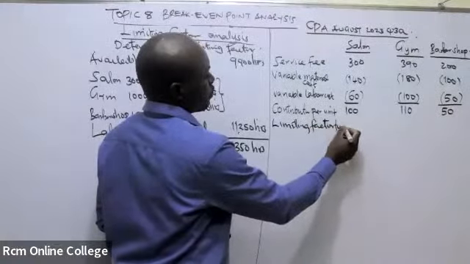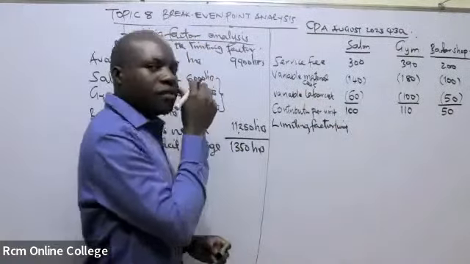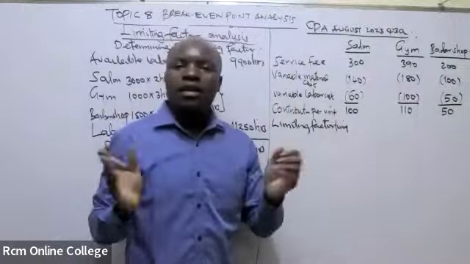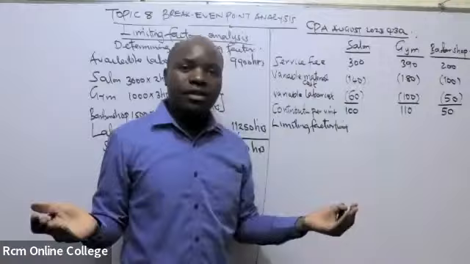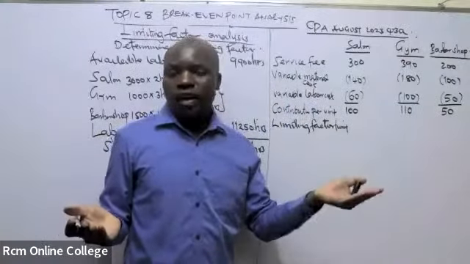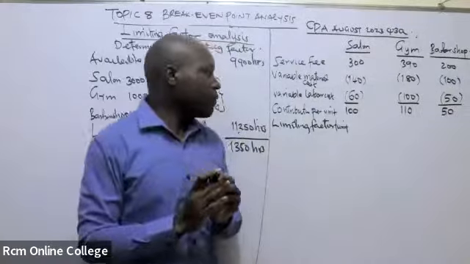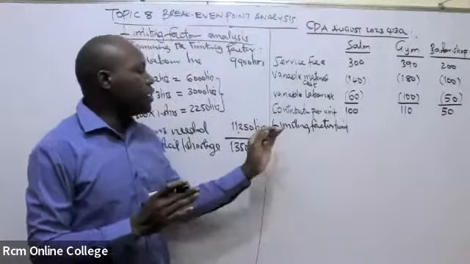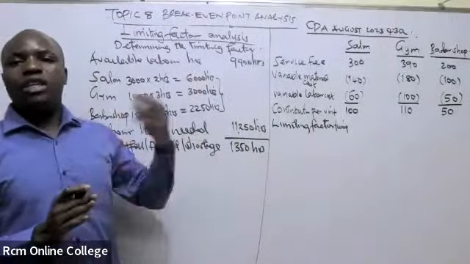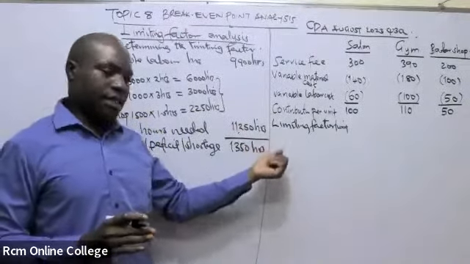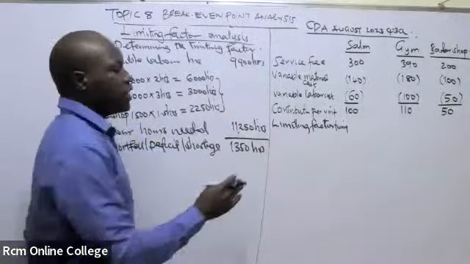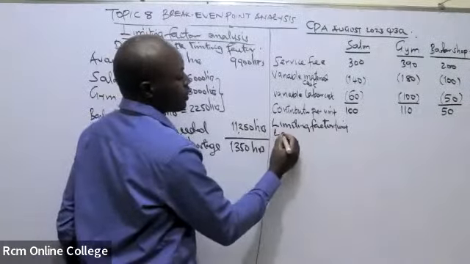Per unit. This limiting factor can be labor hours, machine hours, semi-skilled labor hours, or variable overheads. So we are not going to say specifically it is labor hours. No, it will keep on changing depending on the question that will be given. But for our case, the limiting factor per unit is labor hours per unit.